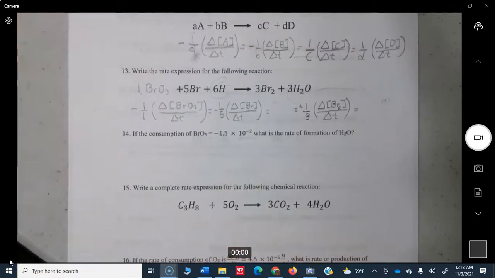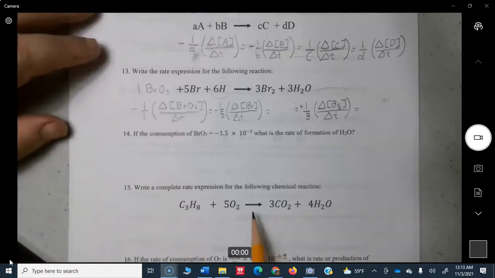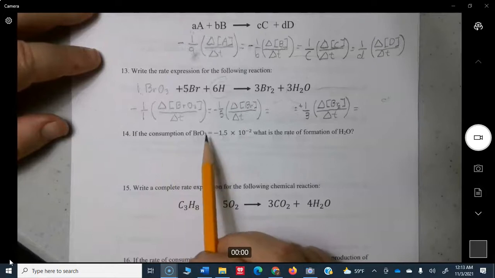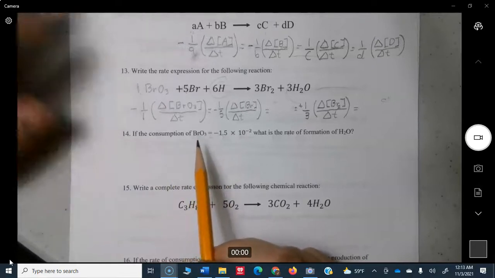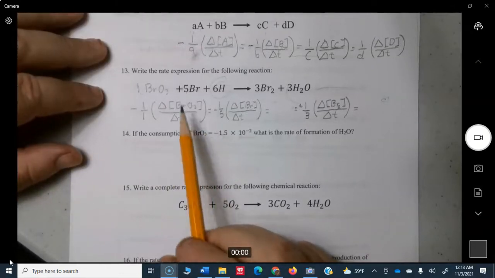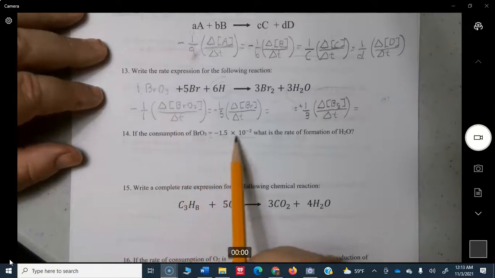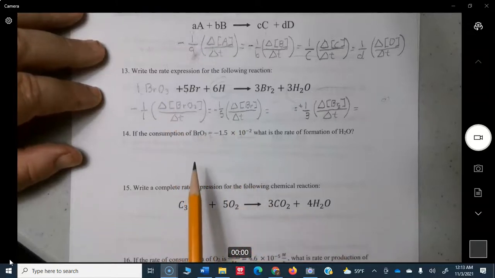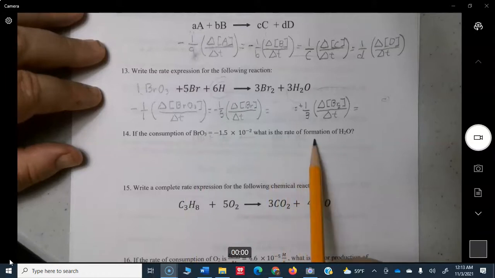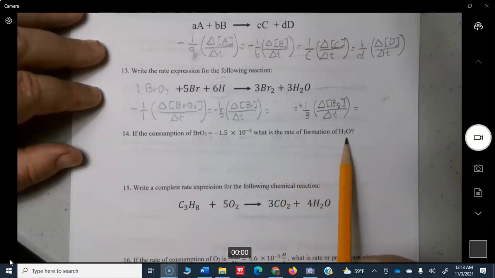Okay. All right. Now we get some with some numbers. So you'll see where this becomes useful. So it wants to say if the consumption, that means it's being used up. Get used to words like that, okay? Consumption of this, BrO3, equals, now they give you a specific number. What is the rate of formation of H2O?